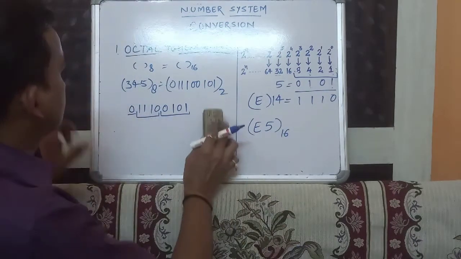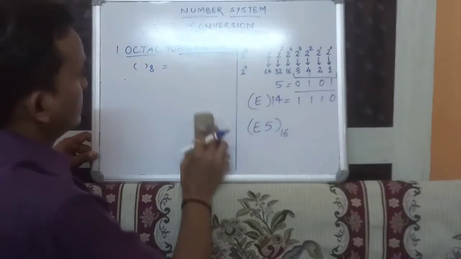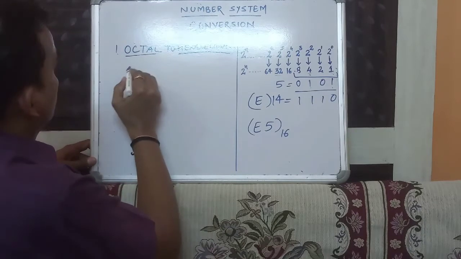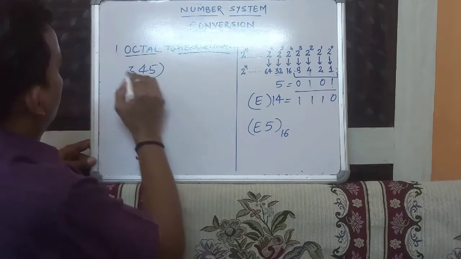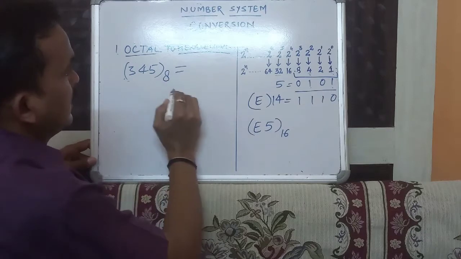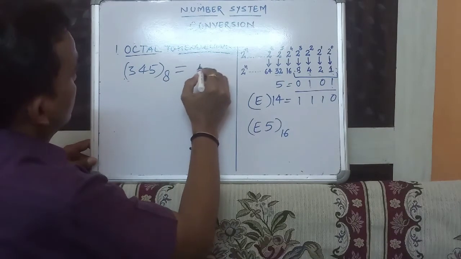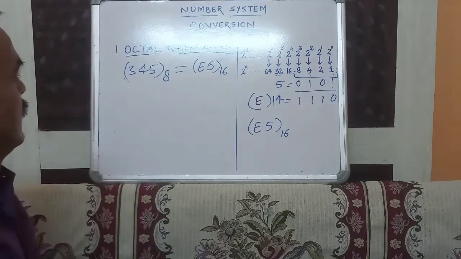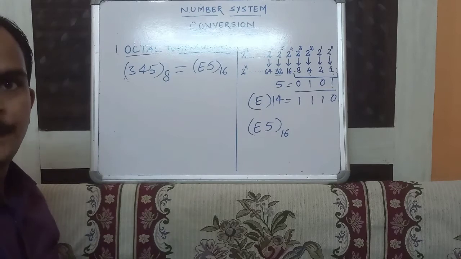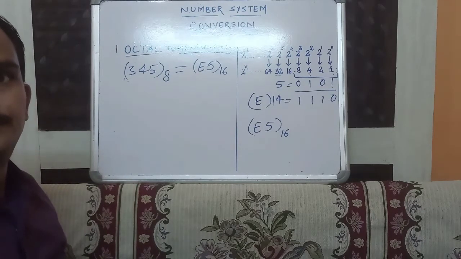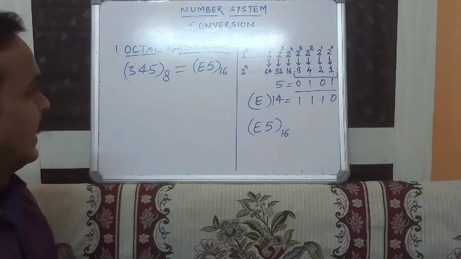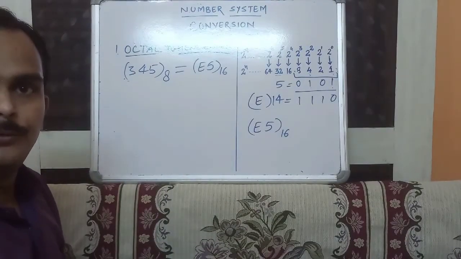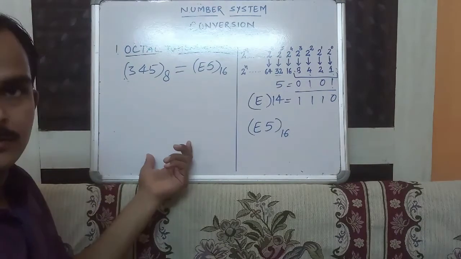We can write here like this. So the number was 345 octal, and the answer is what? E5 in terms of base 16. So this is our hexadecimal value.